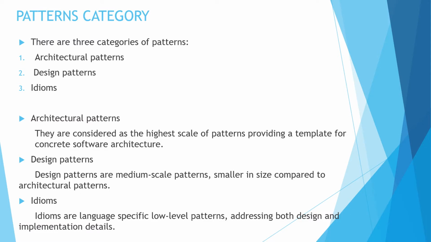There are three categories of patterns: architectural patterns, design patterns, and idioms. Architectural patterns are considered the highest scale of patterns, providing a template for concrete software architecture. Design patterns are medium scale patterns, smaller in size compared to architectural patterns. Idioms are language specific low level patterns, addressing both design and implementation details.